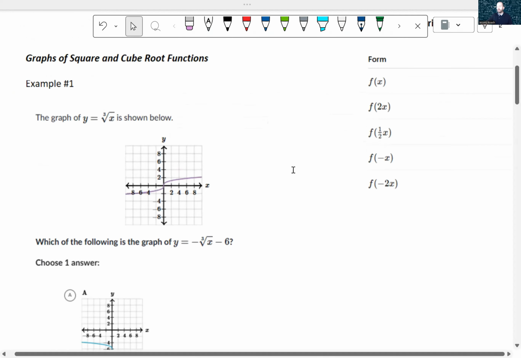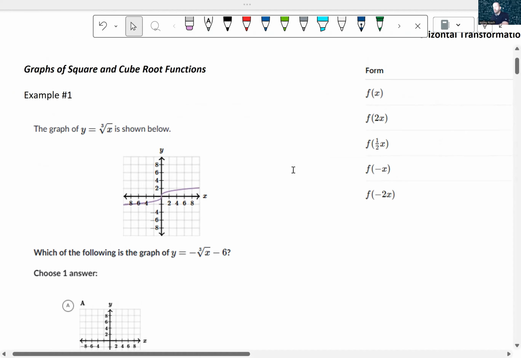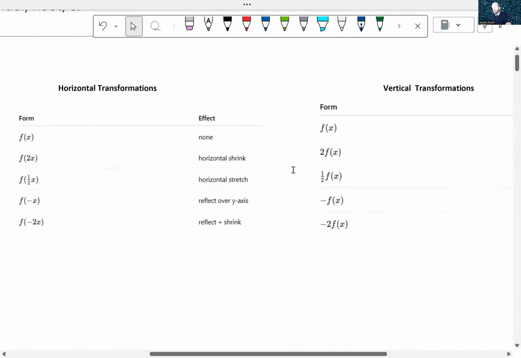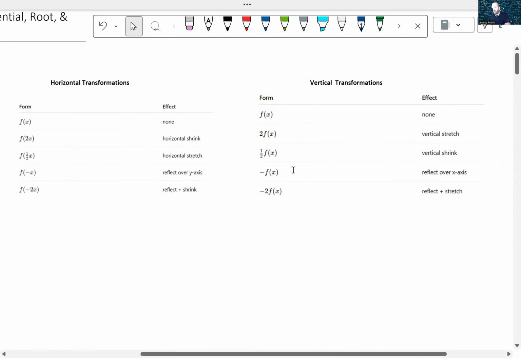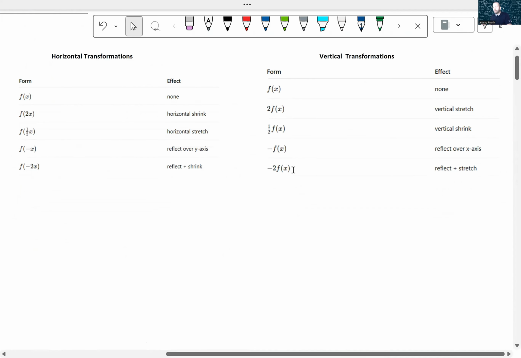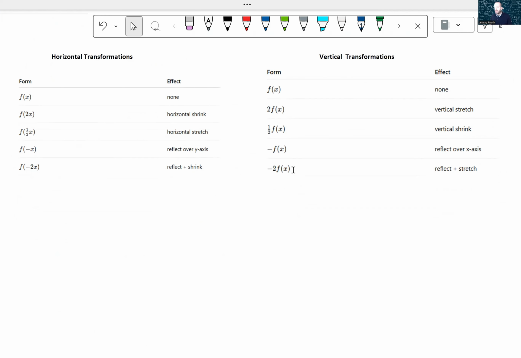So let's take a look at this first example here. Actually, before we do, here's the reference guide for horizontal and vertical transformations. If you need to see that again, that's fine. Go ahead and take a screenshot of that if that's helpful for you. This was on our last lesson on scaling functions vertically and horizontally as well.